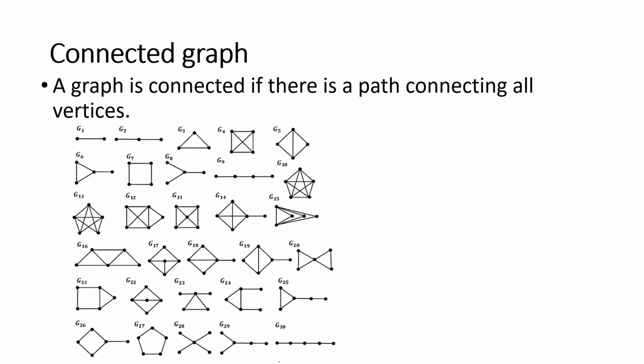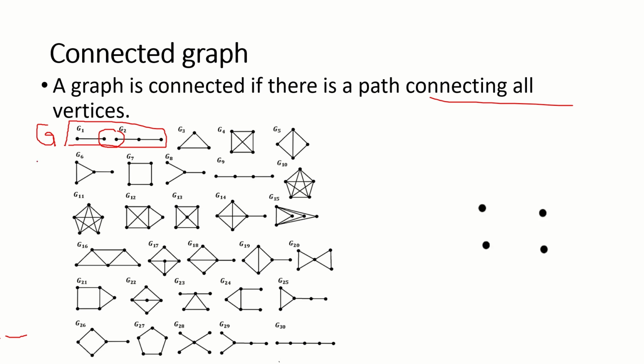A connected graph is a graph that is connected if there is a path connecting all vertices. So these are some examples. Now, if you look at this, say for example this G1 and G2, let's say this is now a graph. This is not a connected graph anymore. Why? Because if you notice, these two are not connected. Remember, a graph is connected if there is a path connecting all vertices.